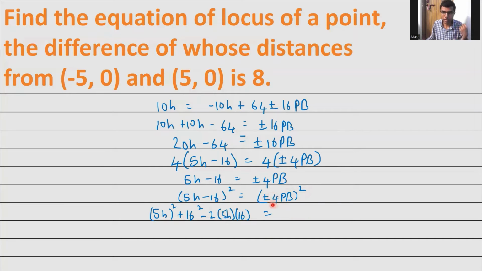Now one of our aims is done. We wanted to remove plus or minus so that we could get the actual equation, and that task is done in this equation. Now 4 PB whole square I can write as 4 square into PB square, because there is a law from exponents which states that (AB) whole power m is nothing but A power m into B power m. So this would be 4 square into PB square, and 4 square is 16, so I get 16 into PB square.